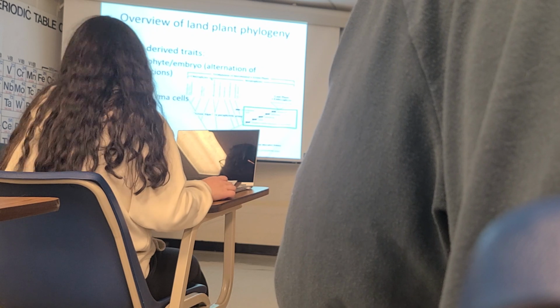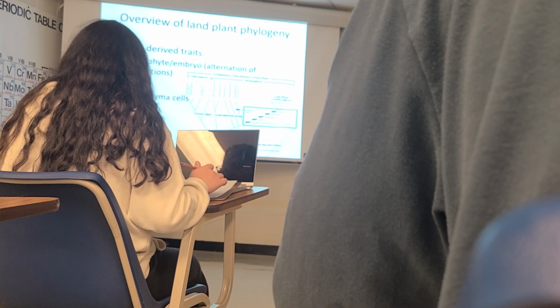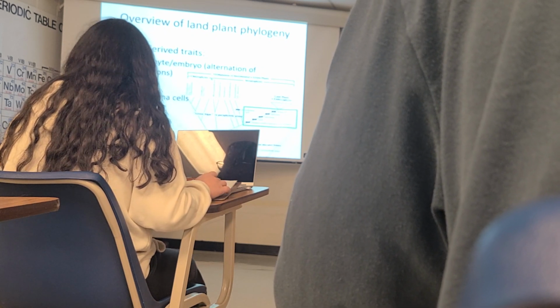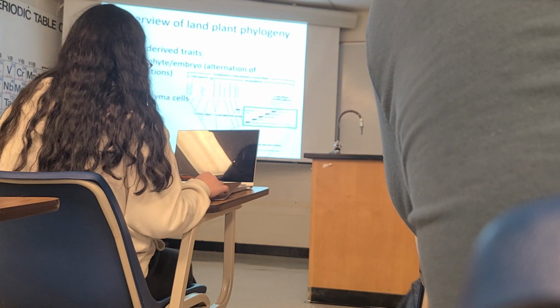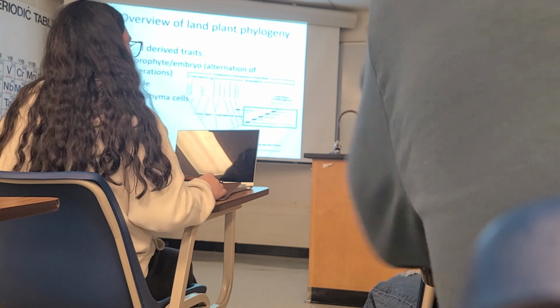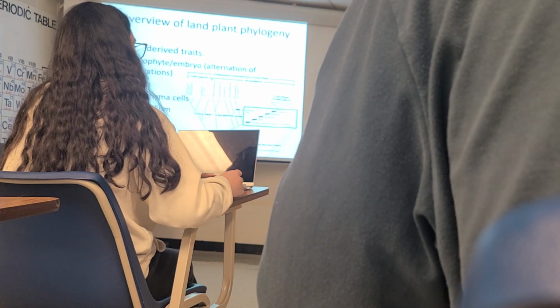Some of them will have only primary cell walls. Some of them will have both primary and secondary cell walls. Some of them are alive at maturity. Some are dead. Some are like semi-alive. A lot of different things that are different about them, and you want to keep those characteristics straight. So we'll focus on just one for this lecture first.